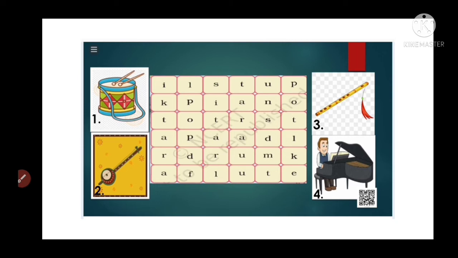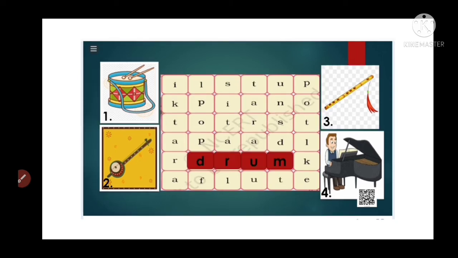Now we will find drum in the maze. Yes. We have found it. Next, second picture, can you tell? Yes, identify this object, dear learners. Yes, this is the picture of Iktara. And do you know why we say it Iktara? Yes. We say it Iktara because it contains only one string. That's why we say it Iktara.